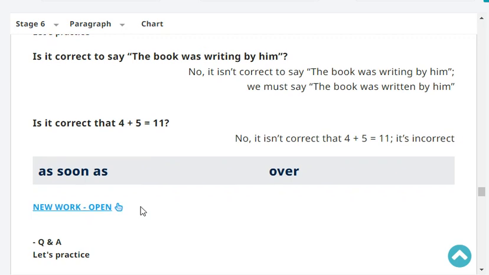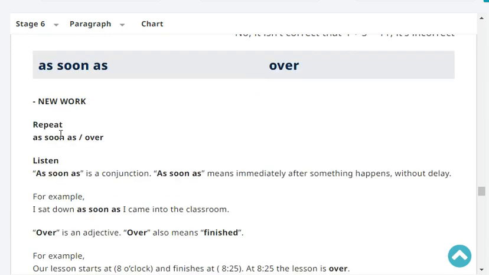No, it isn't correct that 4 plus 5 equals 11. It's incorrect. Very good. Next, repeat. As soon as. As soon as. Over. Over.